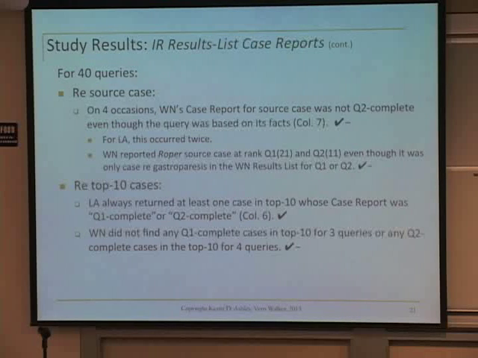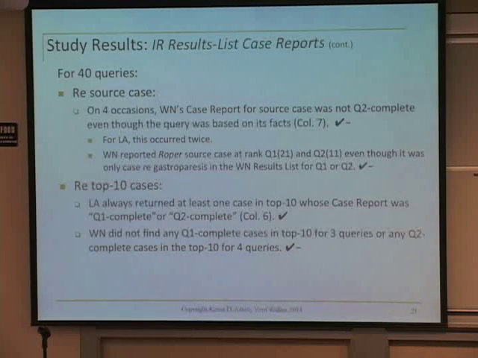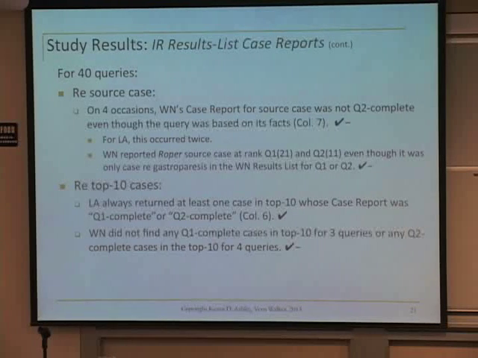Regarding the source case, on 4 occasions, West's case report for the source case was not Q2 complete, even though the query was based on the facts of the source case. This occurred twice for Lexis. For example, West reported the Roper source case at rank 21 for Q1 and rank 11 for Q2, even though it was the only case of all the cases that the system reported that had gastroparesis in the results list.